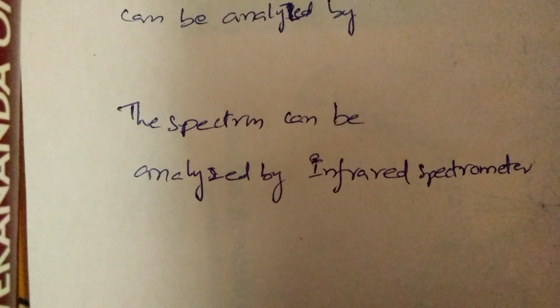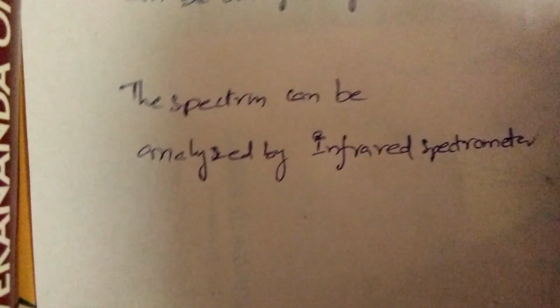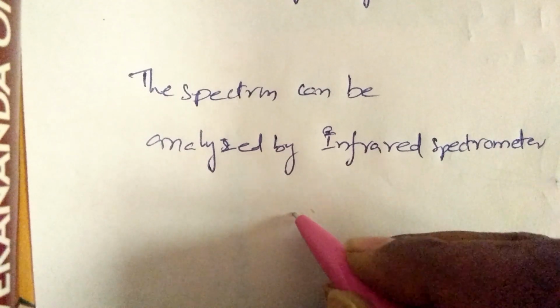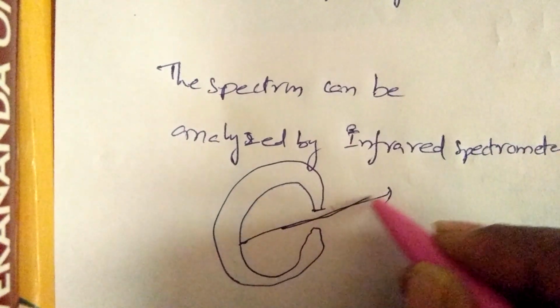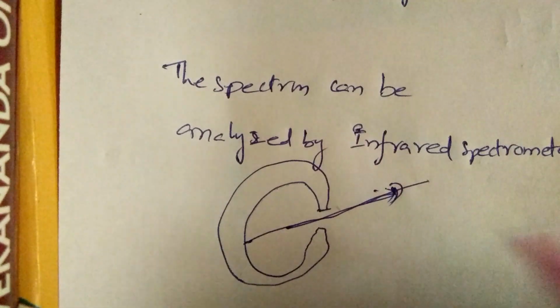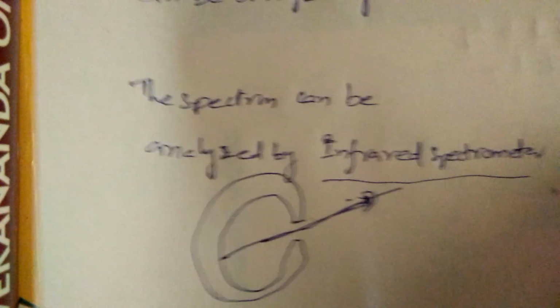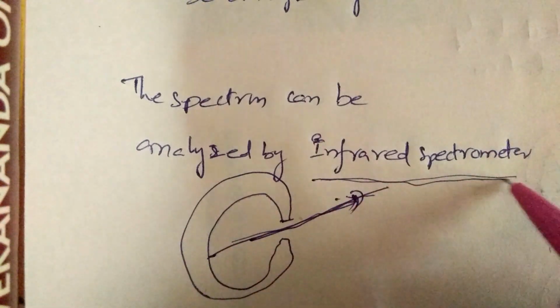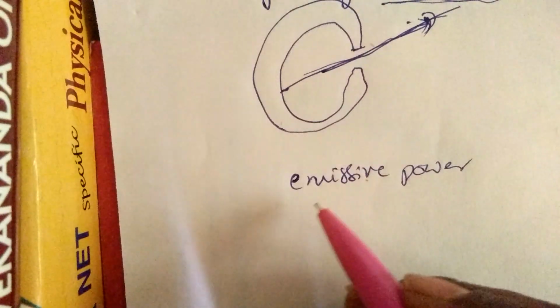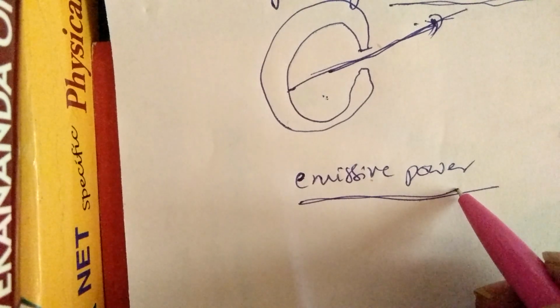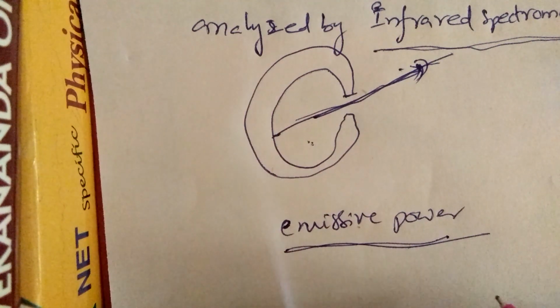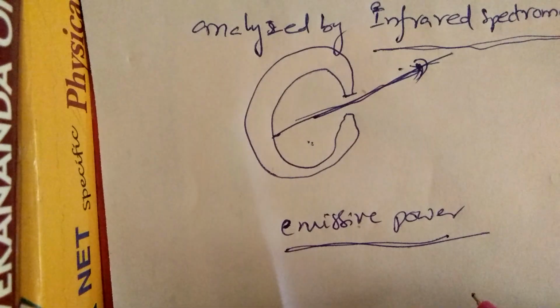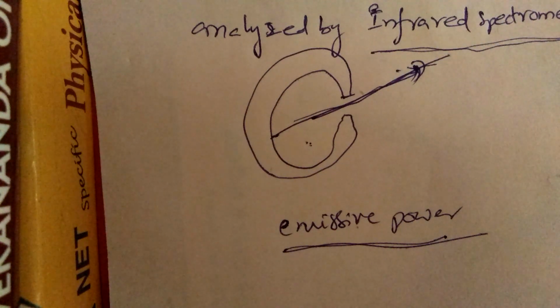The spectrum can be analyzed by an infrared spectrometer. This means the radiation emitted by this black body is studied by an infrared spectrometer. The emissive power of the black body is studied at different wavelengths, and it can be analyzed by an infrared spectrometer.